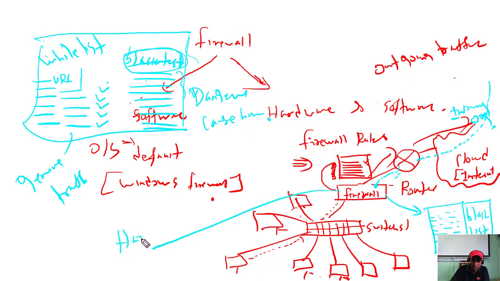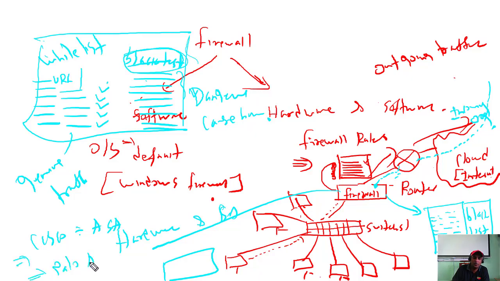Normally, hardware and software firewalls, it's like a box. Nowadays we have the Cisco ASA firewall, right? ASA firewall. Then we have Palo Alto. Palo Alto is a good firewall at this time in the market. And Checkpoint is the number one in the market, right?